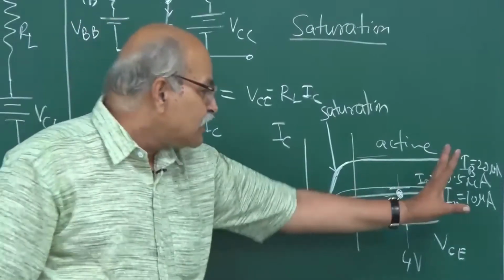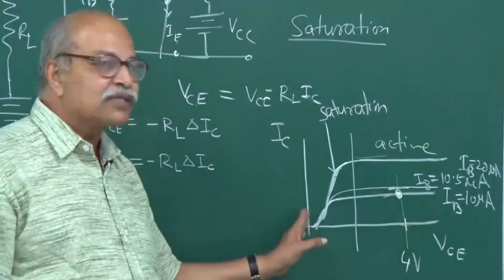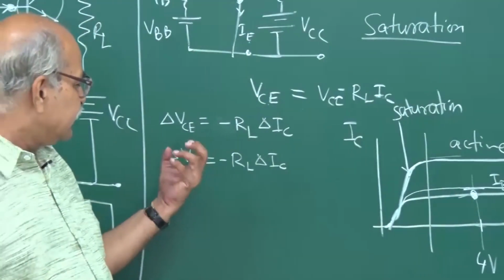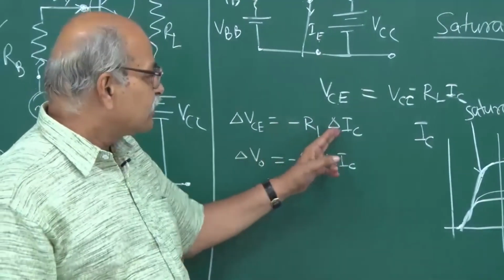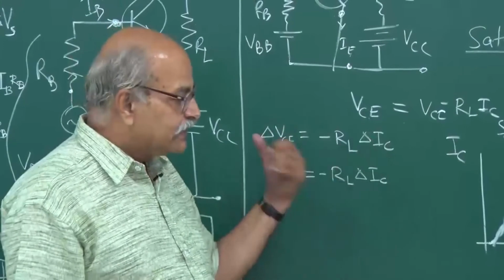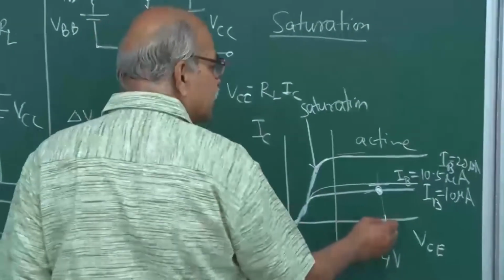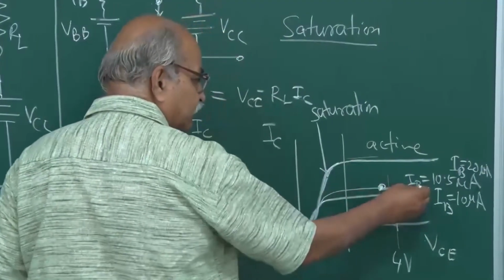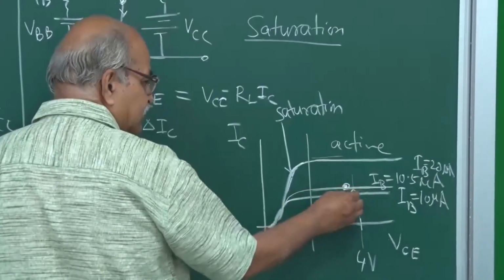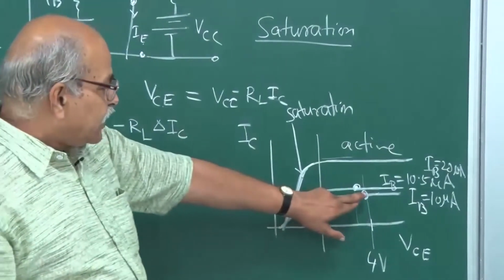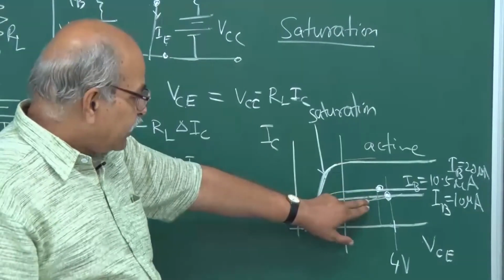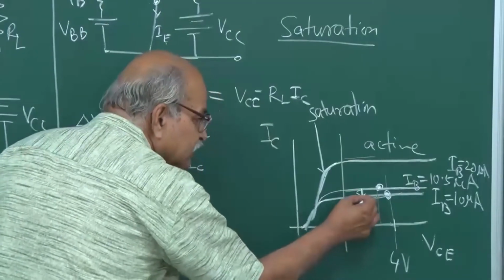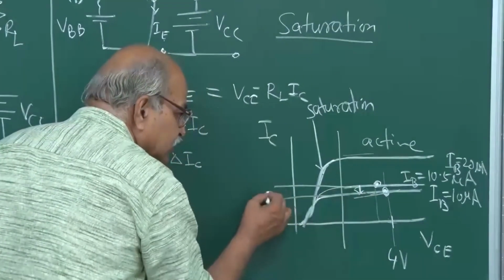But then if we are well into this active region, not close to the saturation region, even if it changes a little bit, what will happen? Will it increase or will it decrease? It is minus RL into delta IC. So, it will decrease, but if you are somewhere here, it doesn't matter, your IC remains the same, because this is flat. In the active region, this is flat. So, IC has changed from here to here, and the change in IC is our delta IC. Okay, IC was this much and now IC is this much. So, this is delta IC.